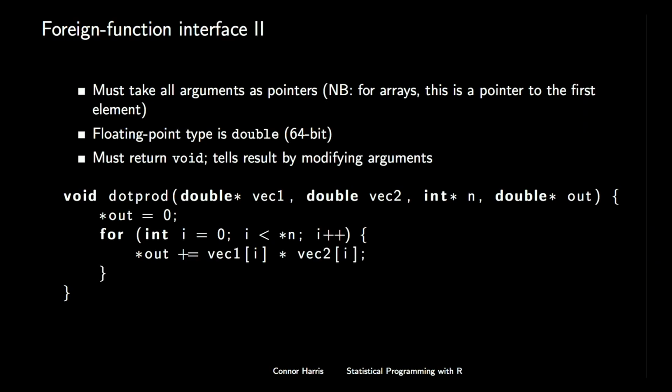All right. So basically, foreign function interface. If you want to write a C function for use with R, it has to take all of the arguments as pointers. So for single values, this means a pointer to the value. For arrays, this is a pointer to the first element, which is what array names actually mean. Again, this is something you should have pretty solidly down after preset 5. Array names are just pointers to the first element. The floating point type is double, and your function has to return void. The only way that it can actually tell R what happened is by modifying the memory that R gave to it through the foreign function interface.